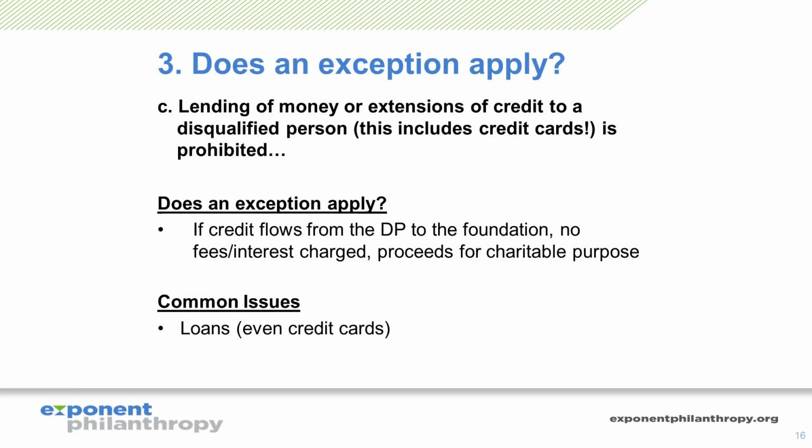Lending of money or extensions of credit to a disqualified person is prohibited. There are two examples here. So one, again, the exception here is that the disqualified person can always lend money to the foundation at no charge, no interest rates, and for purposes to be used to further the charitable purposes of the foundation.